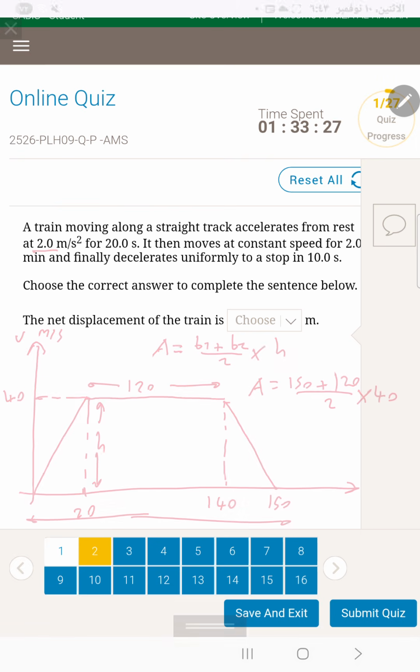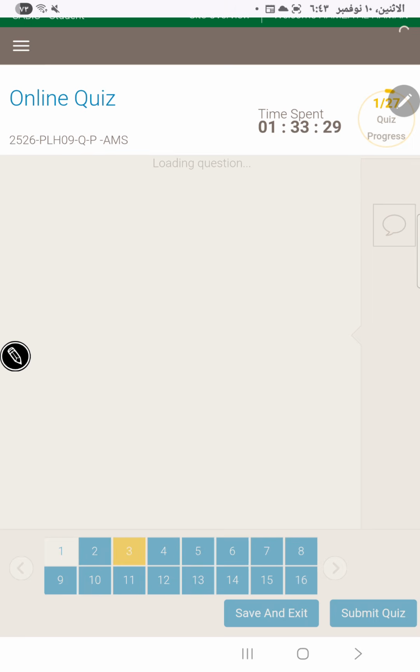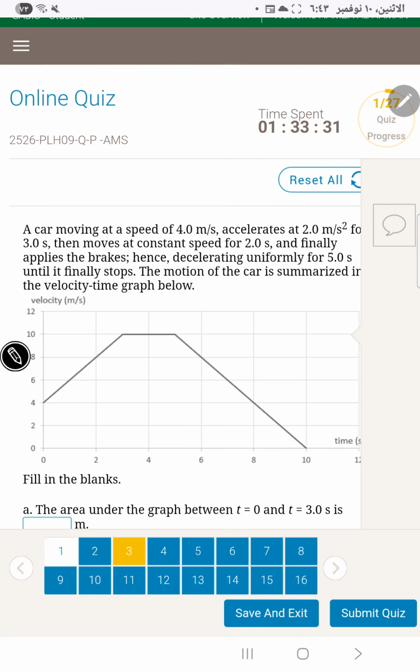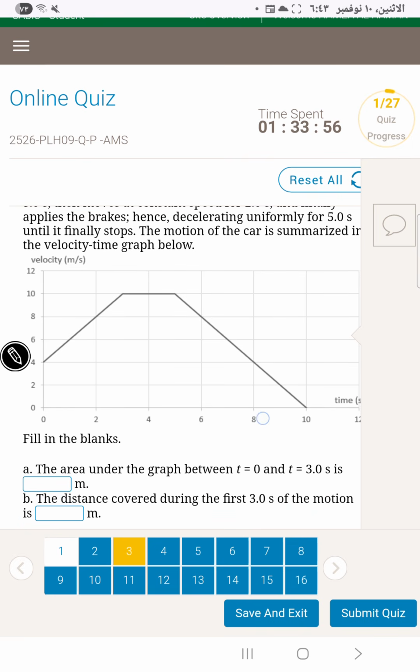Let's see now. Next question, number 3. A car moving at a speed of 4 meters per second accelerates at 2 meters per second squared for 3 seconds, then moves at constant speed for 2 seconds, and finally applies the brakes, hence decelerating uniformly for 5 seconds until it finally stops. The motion of the car is summarized in the velocity-time graph below. The area under the graph between t equals 0 and t equals 3 is what?